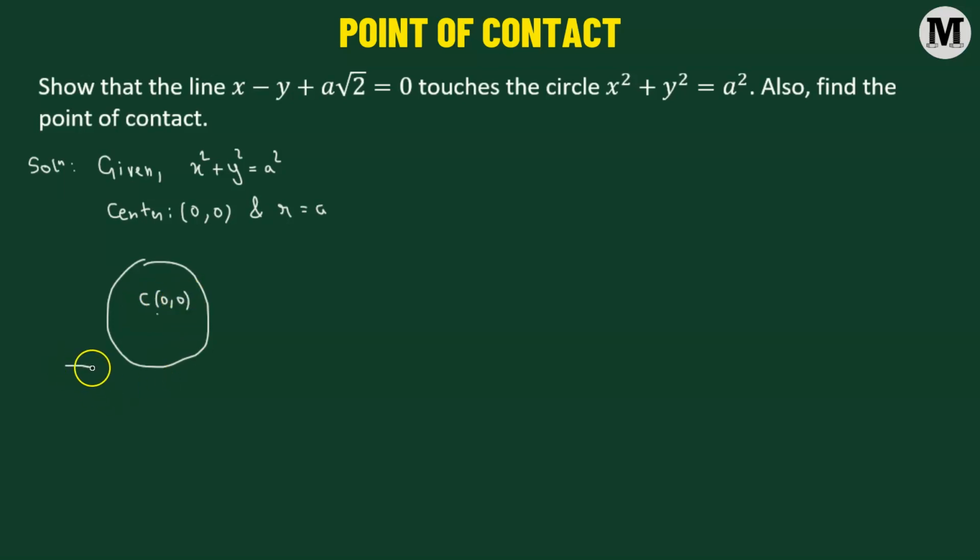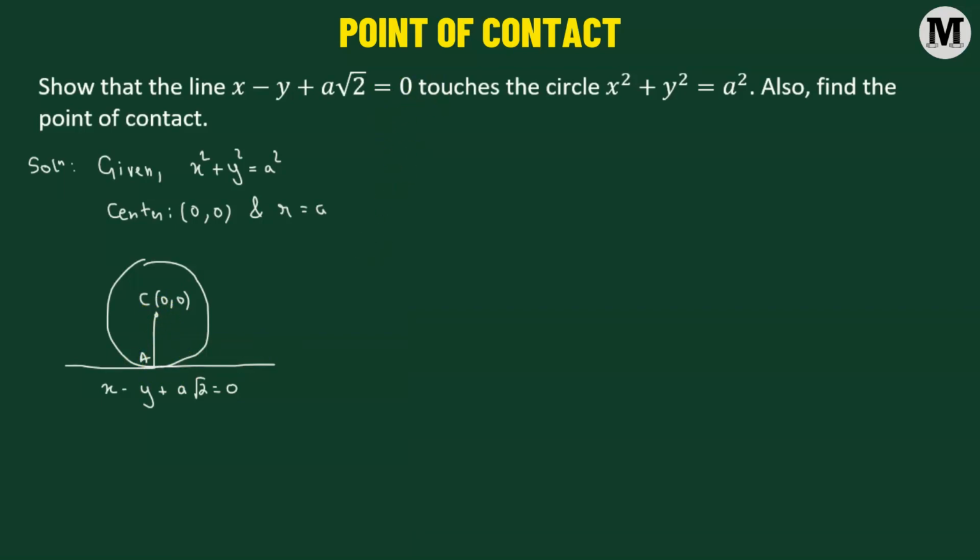We need to show that we have a line whose equation is given to us. It's given that this line has the equation x minus y plus a times square root of 2 equals 0. To show that this line is indeed touching the circle, we'll try to find the perpendicular distance between point C and point A. Let's say the point of contact is point A. So we want to find the perpendicular distance CA first.